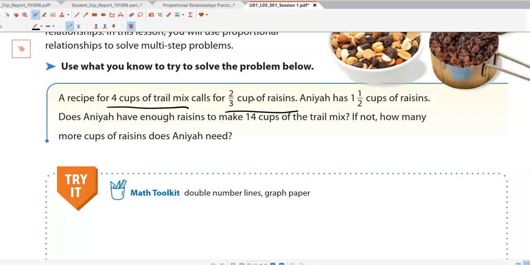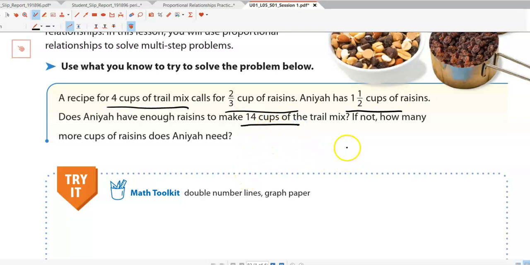Anaya has 1.5 cups of raisins. And we need to know, does Anaya have enough raisins to make 14 cups of trail mix? If not, how many more cups of raisins does Anaya need? So, we know she has 1.5 cups of raisins. We need to try to make 14 cups of trail mix.